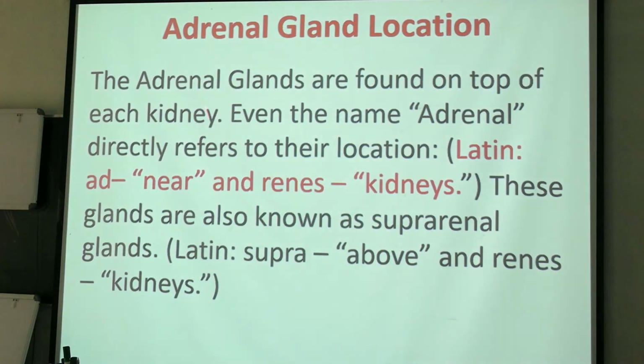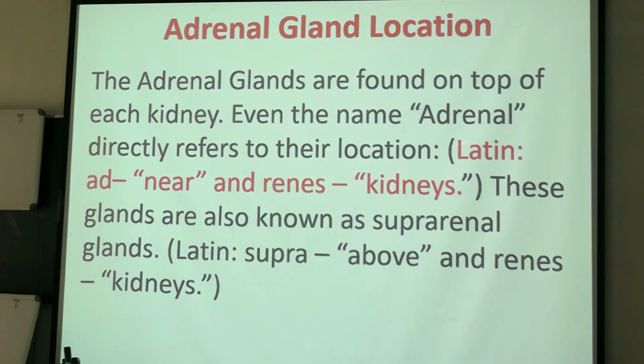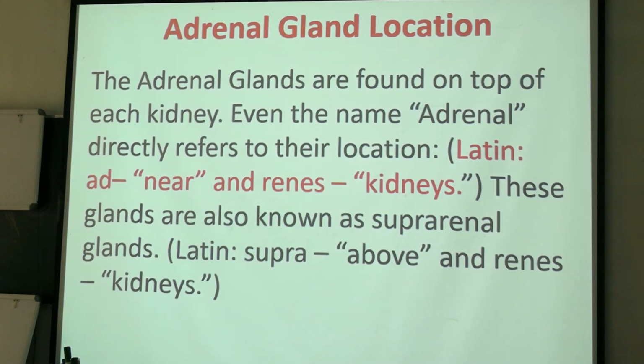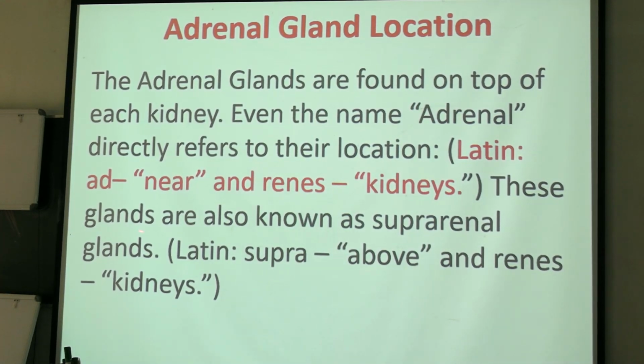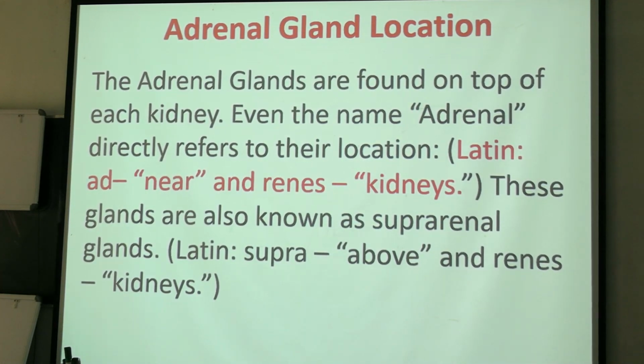Okay, so adrenal gland location. Adrenal glands are found on top of each kidney, and even the name adrenal directly refers to its location. It comes from the Latin word ad, meaning near, and renes, meaning kidneys. These glands are also known as suprarenal glands. Supra means above and renes means kidneys. It lies above the kidney, over the upper pole of the kidney.